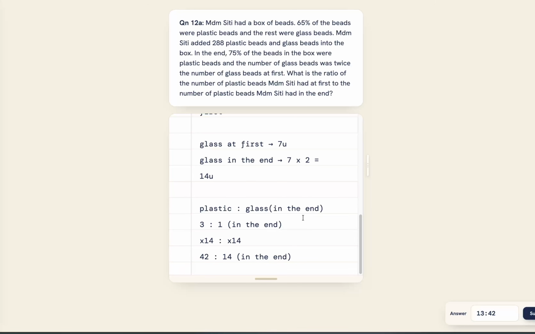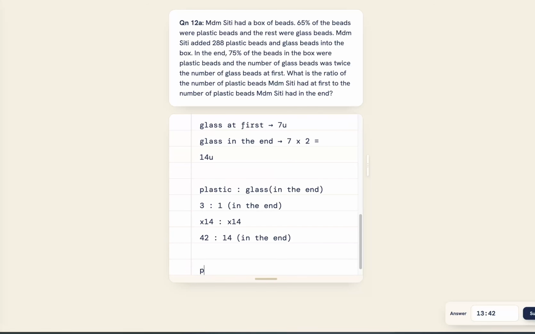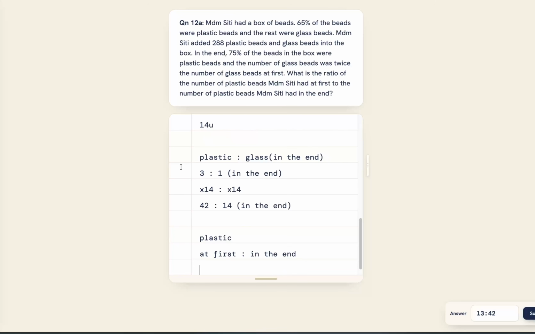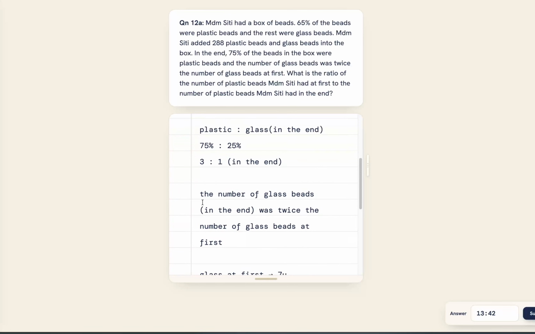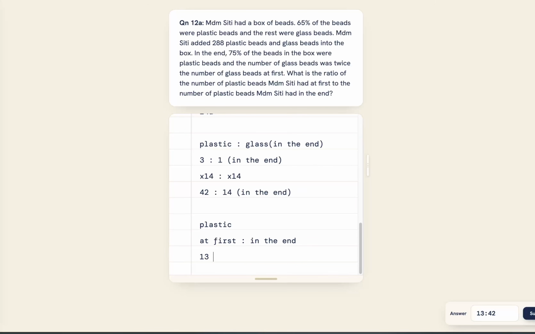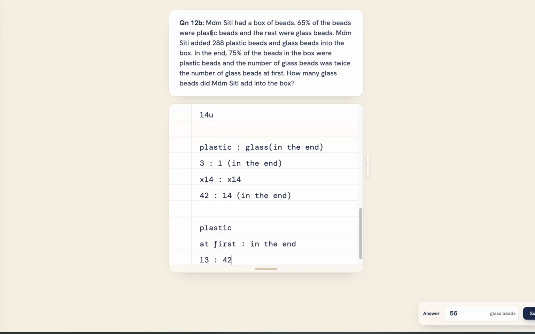So now we want to know the ratio of plastic at first to plastic in the end. Scrolling all the way up, plastic at first we have 13. So this will be 13. And plastic in the end will be 42. Yep. So therefore, the answer is 13 is to 42. So for part B, 12 part B, we want to know how many glass beads Madam City added into the box.